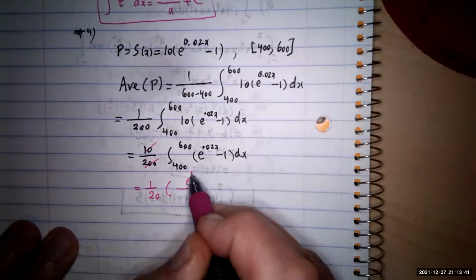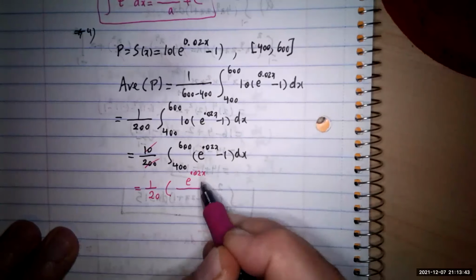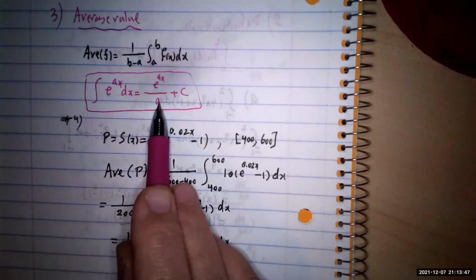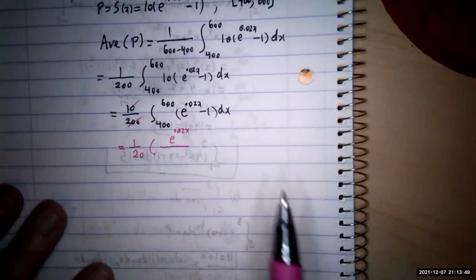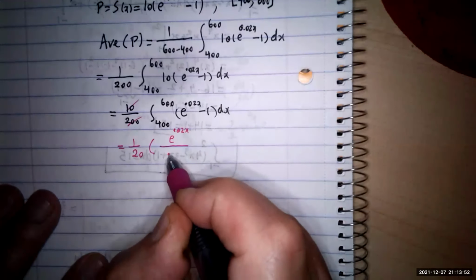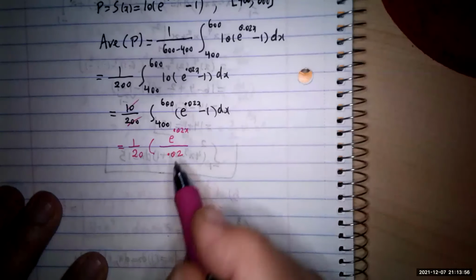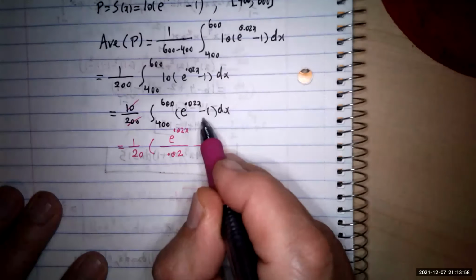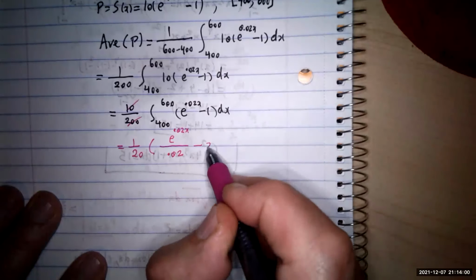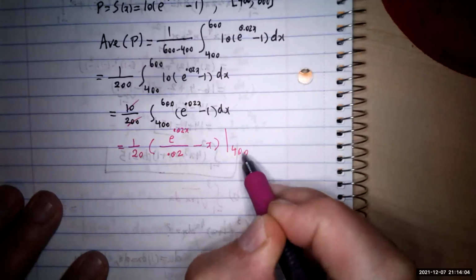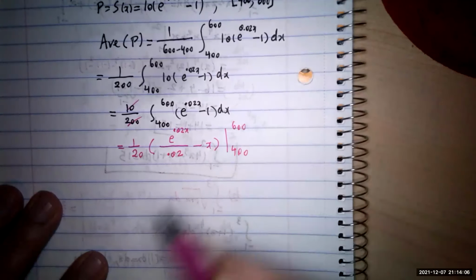You repeat the e to the 0.02x, but remember, divided by that coefficient, divided by a. So in this case, it's going to be divided by 0.02, minus what? Integral of 1. You know that integral of 1 is x, but to be evaluated from 400 to 600. Any question?